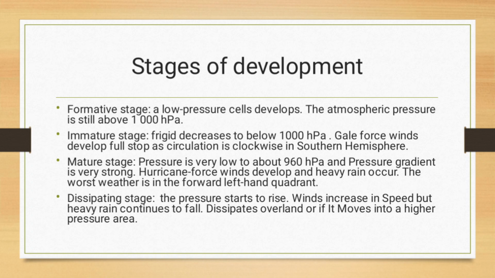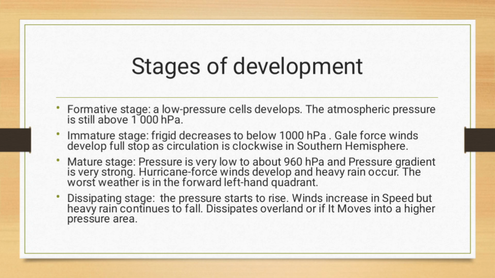Then the mature stage. So in the mature stage, pressure is very low, about 960 hectopascals, and the pressure gradient is very strong. So when the pressure gradient is very strong, the hurricane force winds, meaning tropical cyclone, are going to develop. So when it develops, heavy rain occurs. So when it occurs, it goes along with changing weather conditions. So the worst weather is in the forward left-hand quadrant, right?